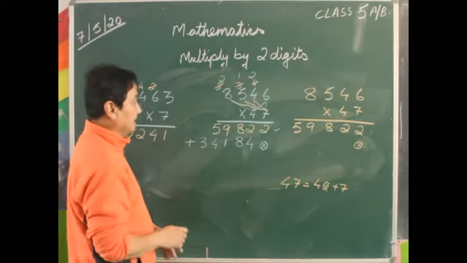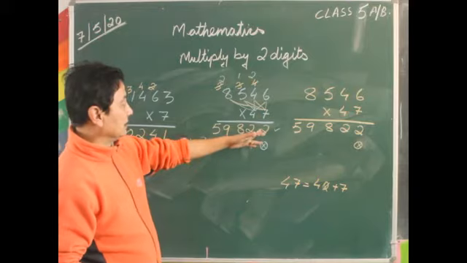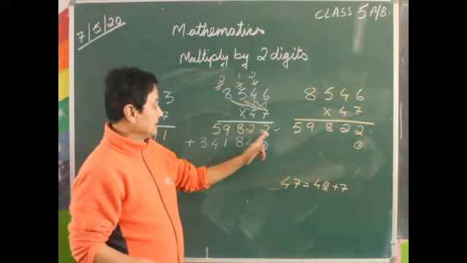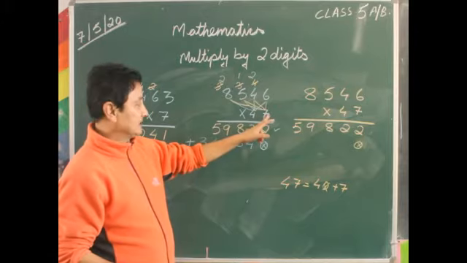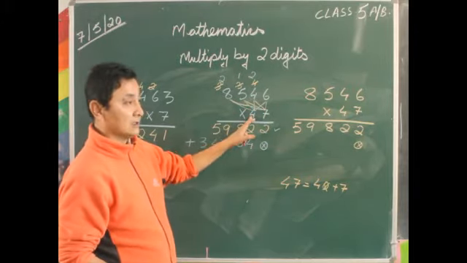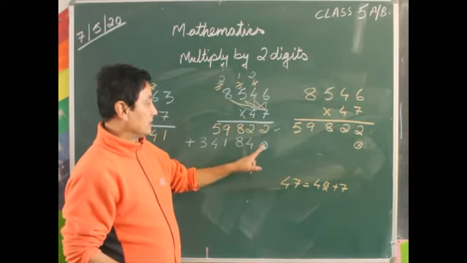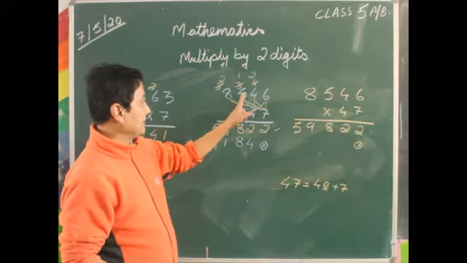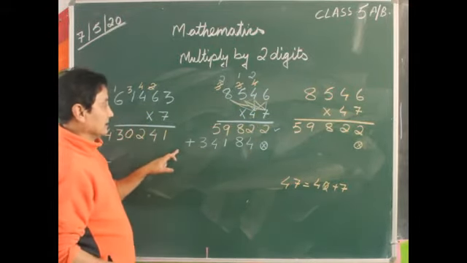Now let me go back again. The one orange or yellowish in color is the answer that we got by multiplying by 7. Now that's your first answer. Now we must find a second answer. But before we do that, we must put a 0 or a cross. And when we multiply this number by this 4, this is your second answer.